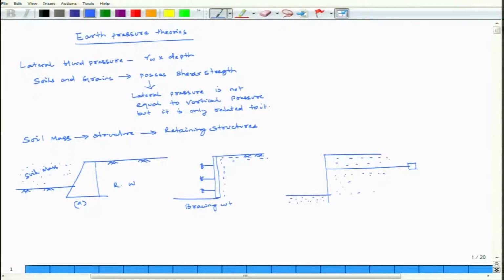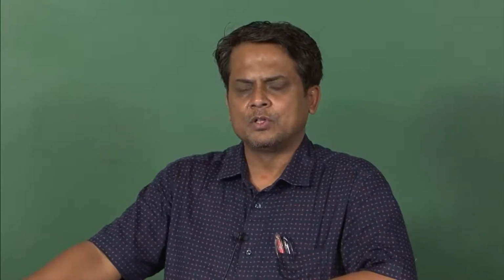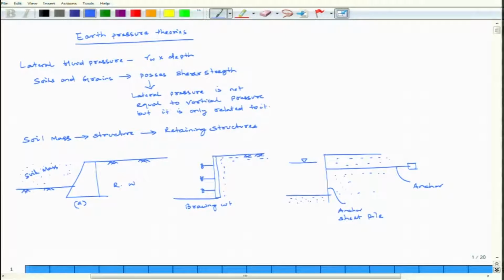Anchored sheet pile is used generally in port and harbor structures. What happens? Here there is a water table, then your ship comes and berths here, and people can go outside, and this side is your soil mass. So there is a soil mass which exerts pressure on your anchored sheet pile. This is your anchored sheet pile, and this is your anchor. The anchor is provided in the sheet pile to prevent bending due to the soil mass.